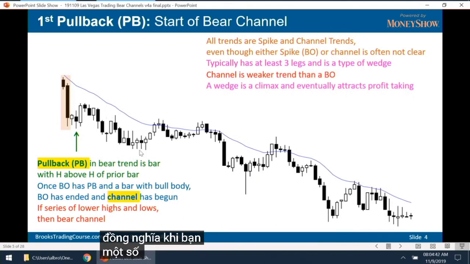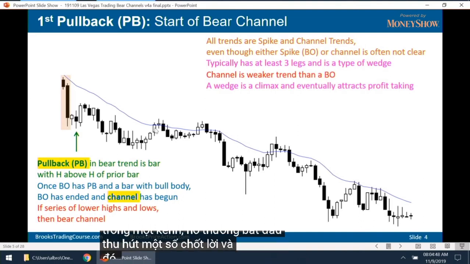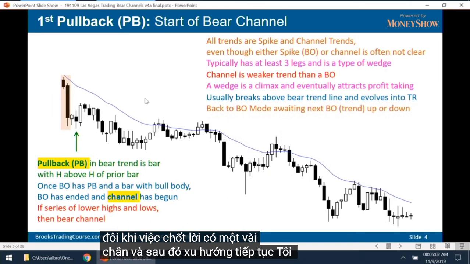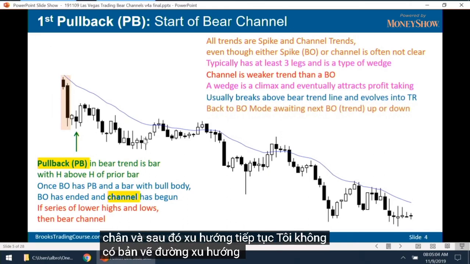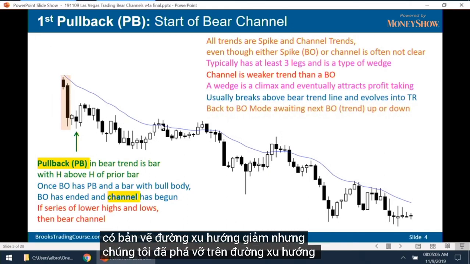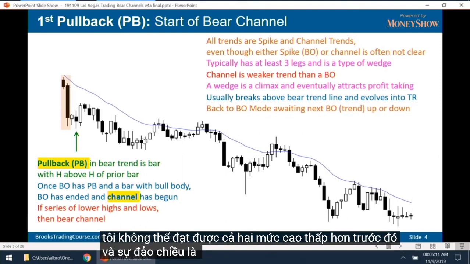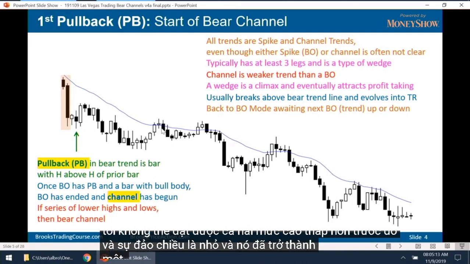When you have some kind of a wedge, 3 pushes down in a channel, it typically begins to attract some profit taking. And this is an example. Sometimes the profit taking is enough to reverse the trend. Sometimes the profit taking has a couple legs and then the trend resumes. I don't have the bear trend line drawn in, but we broke above the bear trend line, yet we could not get above prior lower highs, and the reversal was minor and it became a bear flag.